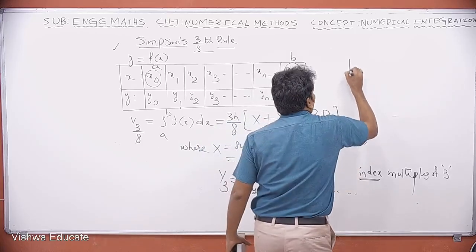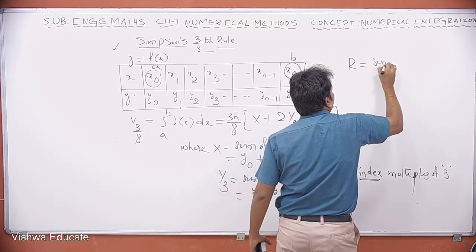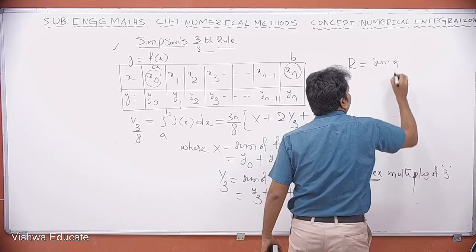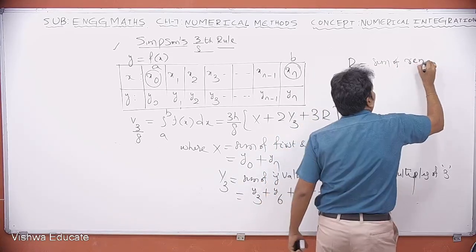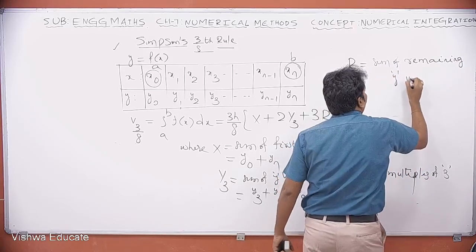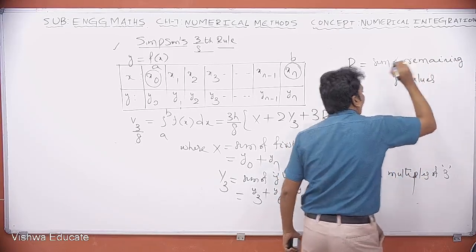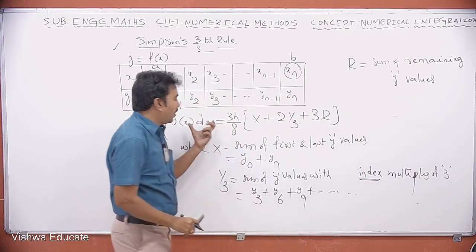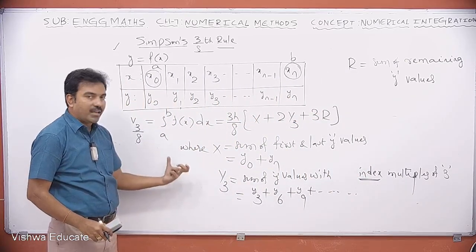And what is R? The sum of y values with the remaining index. So simply I can write it as the sum of remaining y values. This is the way to get the integral a to b f of x dx using Simpson's 3/8 rule.